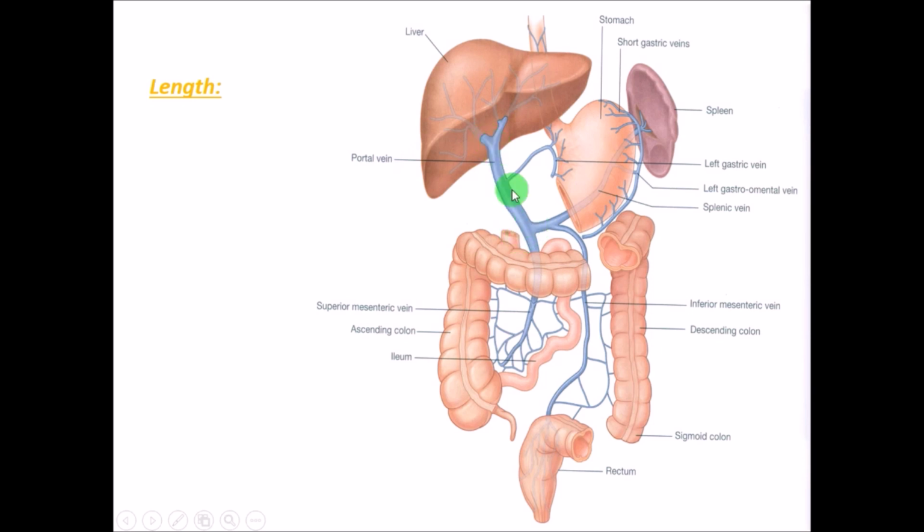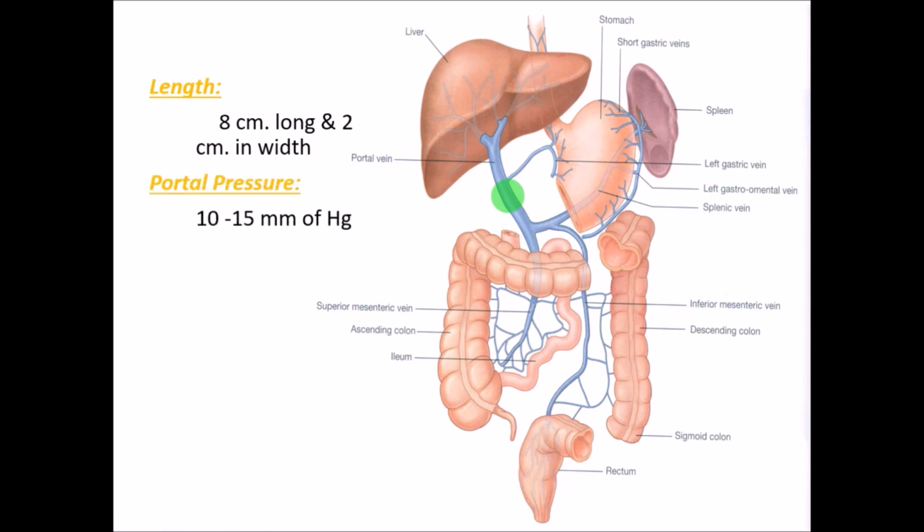So from here to here, what is the length of this portal vein? It is almost 8 centimeters long and almost 2 centimeters in width. So it is quite a broad vein, a big vein, as we can say. And what is the portal pressure? There is a pressure of almost 10 to 15 millimeters of mercury.